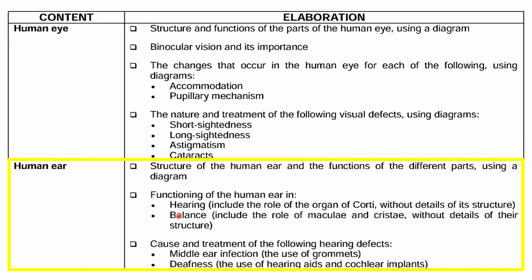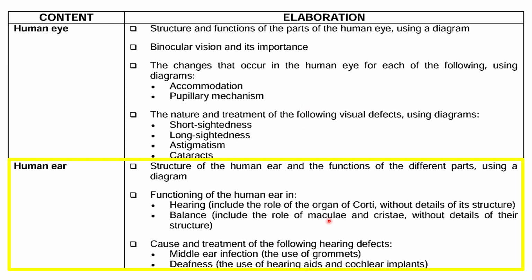And then also the human ear, which deals with the structure of the human ear and its functions, again using diagrams. Function of the human ear in hearing, that includes the organ of Corti. You don't have to know the detailed structure. And balance, that includes the maculae and the cristae, without details of the diagram. And then the cause and treatment of the following diseases or hearing defects: middle ear infection, and how the grommet is used. Or you don't have to know the how, actually, you only use the grommets. And deafness, it is treated using hearing aids and cochlear implants.